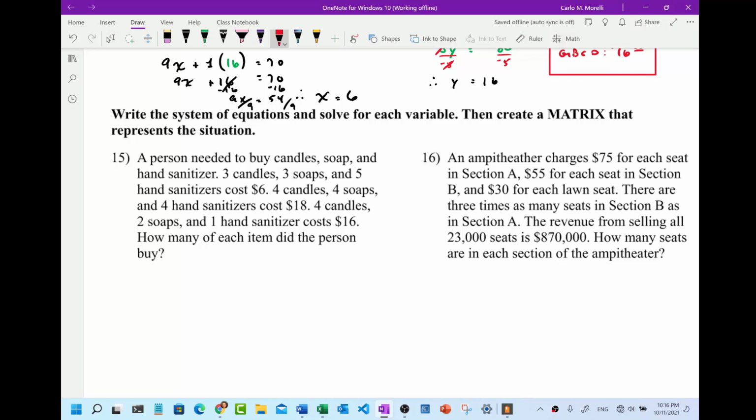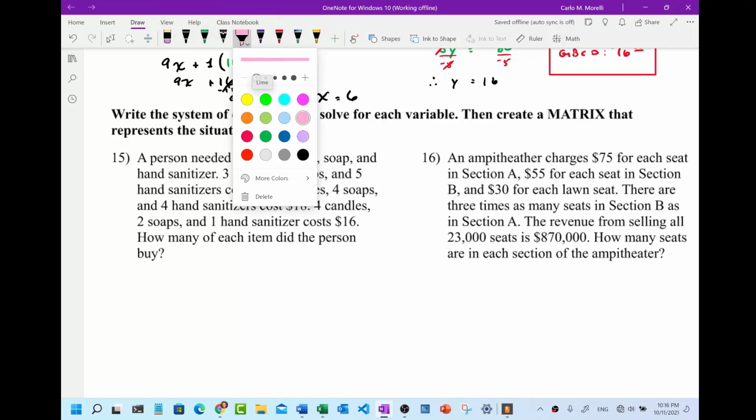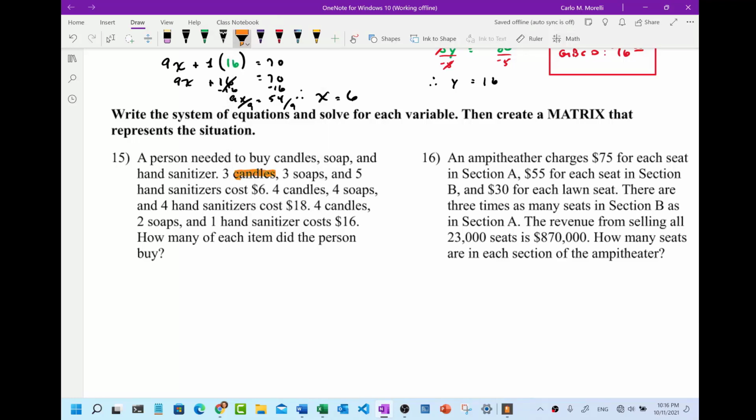Now, what it tells you to do, it says write the system of equations and solve for each variable, then create a matrix. So, you know, we don't get to have all the fun. They don't want us to actually use Gaussian elimination or the reduced row echelon form that we learned in class. We're going to just write down the matrix. So the way that you represent this is you do the same thing we did in the word problems above, except you're going to have x, y, and z. So let's say the candles are your x.